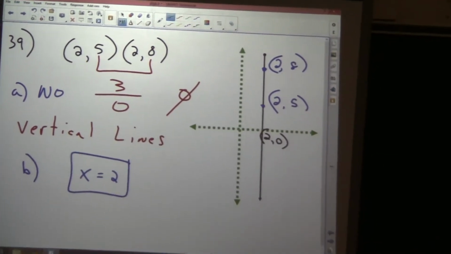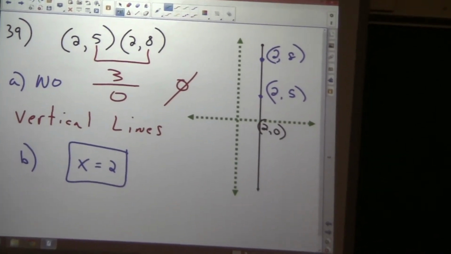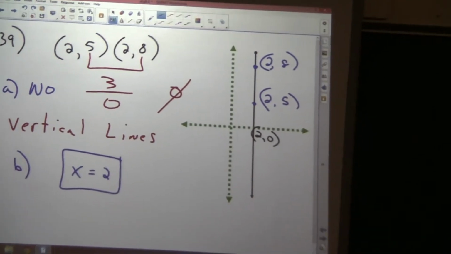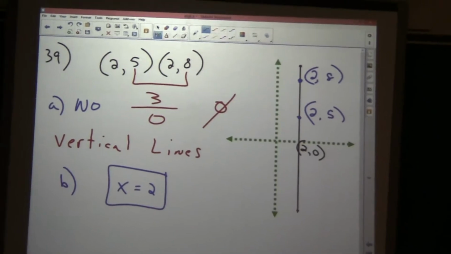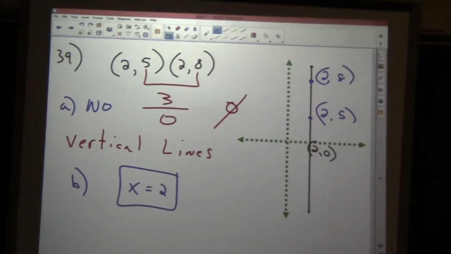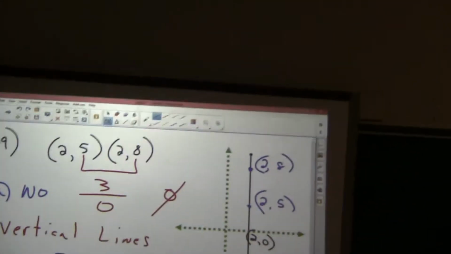It's 2 in every spot. Equation of that vertical line is x equals 2. Okay? Any questions there? Number 40.